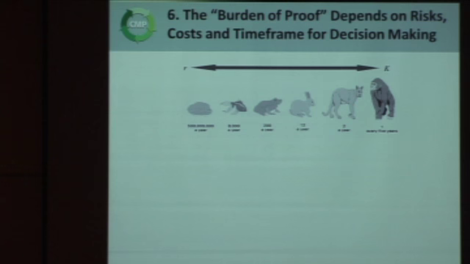The sixth point I want to make, and I kind of alluded to this before, is that the burden of proof depends on risk, cost, and the time frame for decision making.